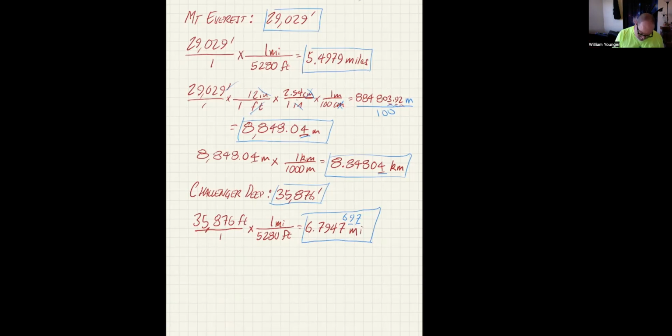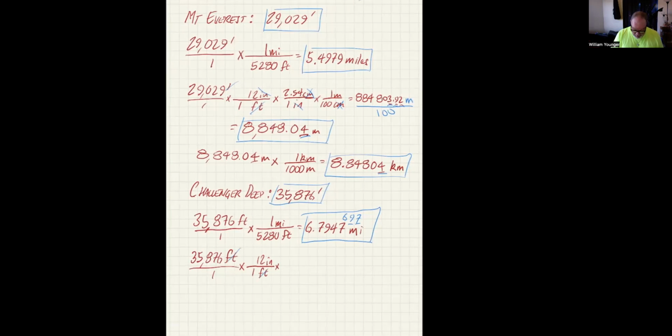I'm going to do it the same way I did above. So 35. Oh, I still want to use red. I don't know why I started with red, but that's what we're going to do. So 35,876 feet over 1. And I'm going to say, all right, well, first off, I know that I would like to convert this to meters. So I should go to feet first. I go from feet first to inches. And I know that 1 foot is equal to 12 inches. And that gets me a cancellation of the feet.